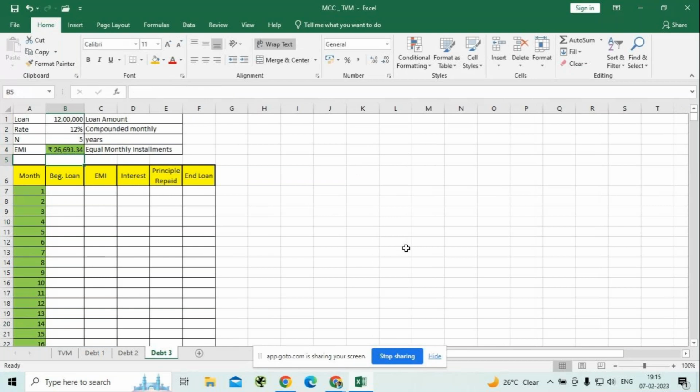So we are going to pay the EMI of 26,693 rupees 34 paise if the interest rate is 12%. Okay. Now tell me the table. Try.